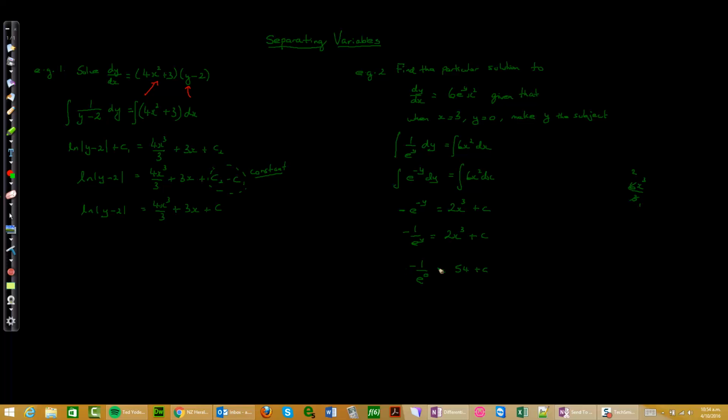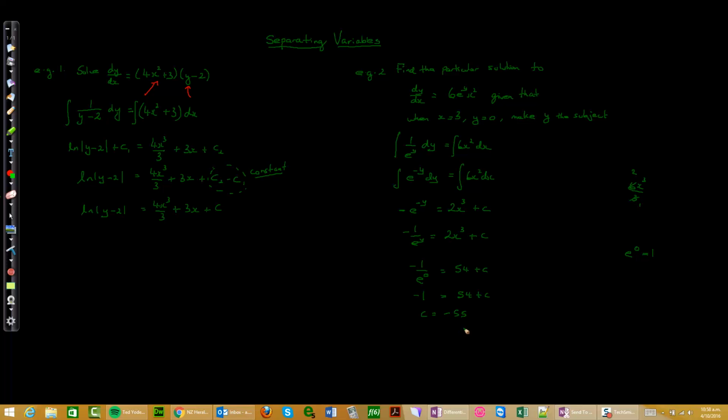Now this is not 0. Remember, e to the power of 0 is equal to 1. So we've got negative 1 equals 54 plus c. Well, c must be 55. Okay, otherwise 55, no, it can't be 55. c would have to be negative 55. So negative 55 plus 54 would be equal to negative 1. Okay, so just coming back to this constant of integration, yes, I just wanted to check on something there. Certainly c is equal to negative 55.